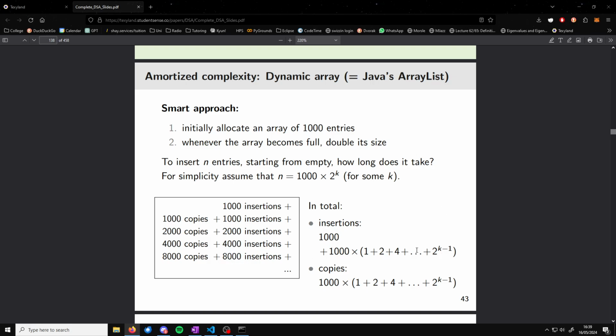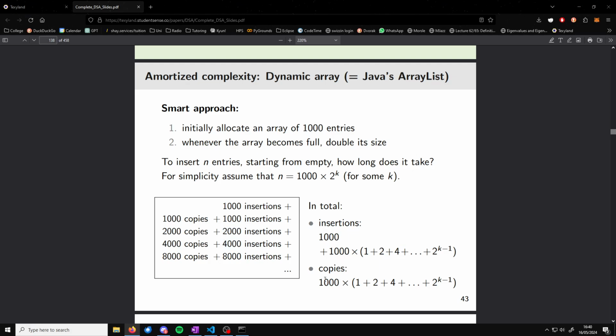If k is 0, we're just going to insert 1000 things and then stop there. If k is 1, we're going to insert 1000 and then another 1000, because it's going to be 1000 times 1. If k is 2, we'll insert 1000, then 1000 times 1, then 1000 times 2. And we'll keep doing this up to 2 to the power of k minus 1. Note that this isn't 1, 2, 3, this is doubling every time, because we're doubling the size of the array, not increasing it linearly.